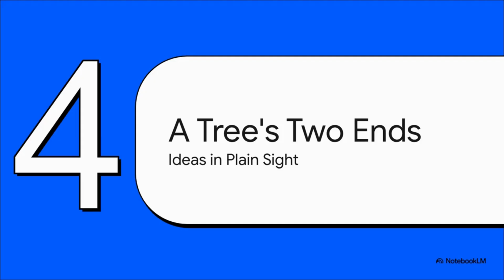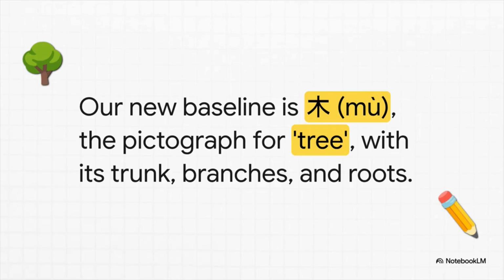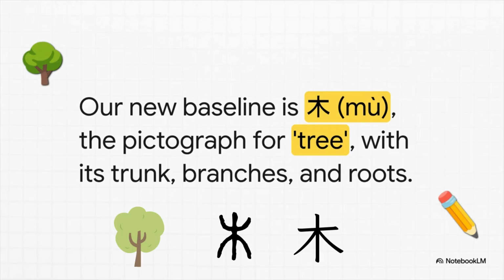All right, you ready for puzzle number 2? This one's really cool, because we're going to see this pointing method get applied to a character you probably already know, a simple picture, to create two brand new ideas. So our foundation this time is the character mu. This is a pictograph of a tree. You can almost see it, right? The trunk, the branches reaching for the sky, the roots going down. We're going to use this simple picture as our new baseline.